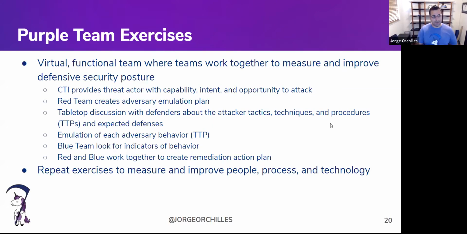Purple team exercises. You bring everyone together to discuss a particular threat actor, emulate that threat actor, and figure out if your defenses and your expectations are met, as well as improve them. So generally, cyber threat intelligence will present a threat actor that has the capability, intent, and opportunity to attack your organization. The red team consumes that cyber threat intelligence and creates an adversary emulation plan. This is great. That's how you get approval from senior management that you're not just going full cyber and letting the red team go and do their stuff.